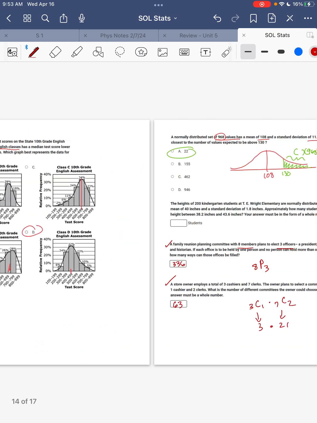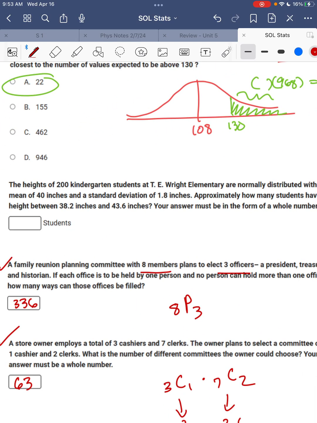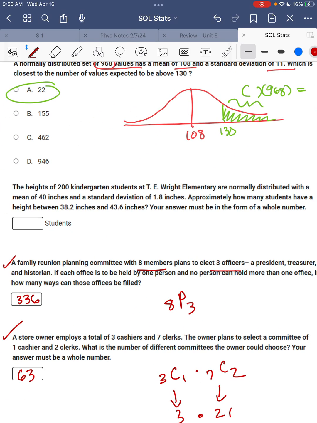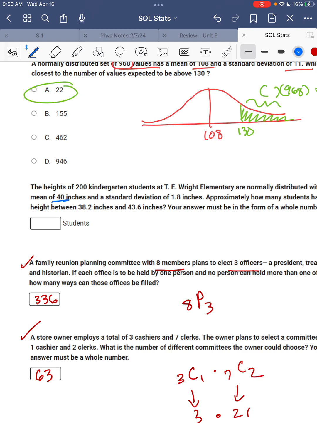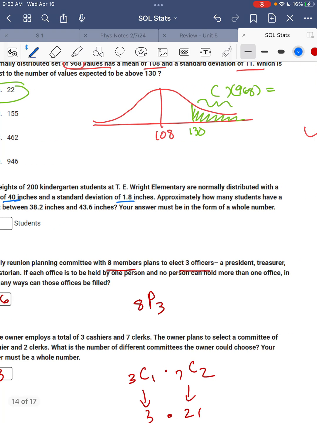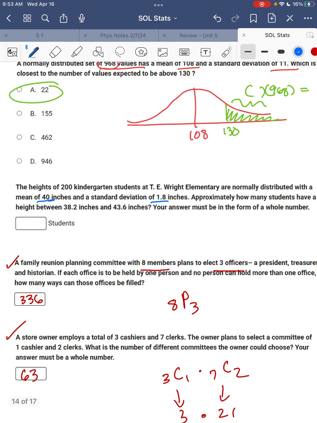All right. So I'm going to go back and do these normal distributions. I thought we were done with it. Sorry. All right, here we go. So the heights of 200 students are normally distributed. The mean is 40, standard deviation is 1.8. So how many students have a height between 38.2 and 43.6? So I'm going to say the mean is 40 and standard deviation is 1.8, but I want 38.2, which would be down here, 43.6, maybe there.